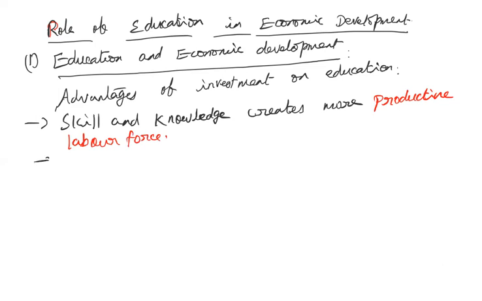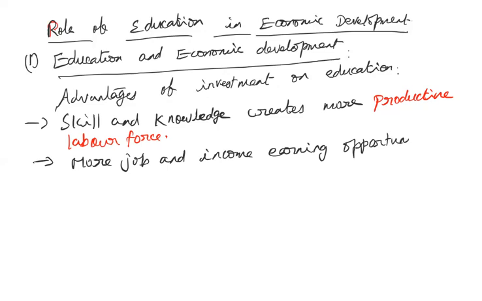Then the next is more job and income earning opportunities. If the available population in the country is properly educated, trained and skilled, automatically they will become employable. So there will be more job opportunities for the available labor force, and the higher the qualification, the better skilled a person is, automatically the income earning opportunities will also keep on increasing.